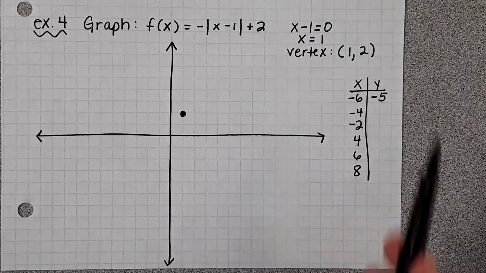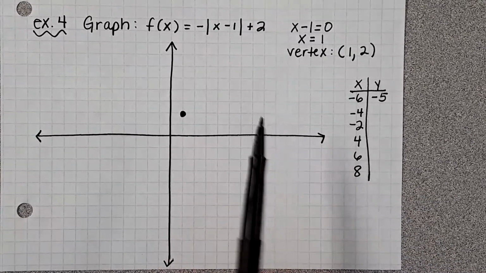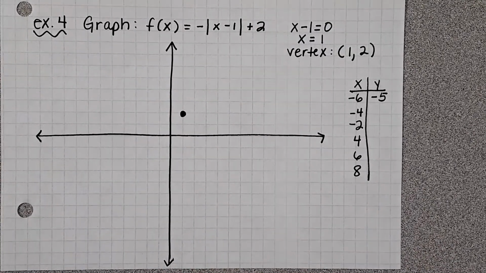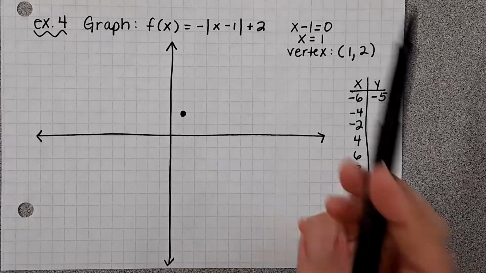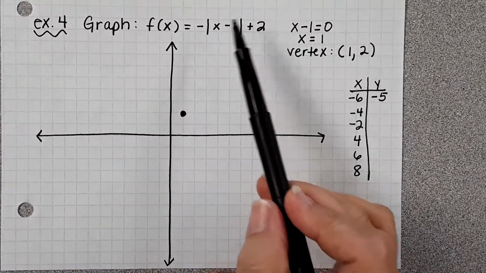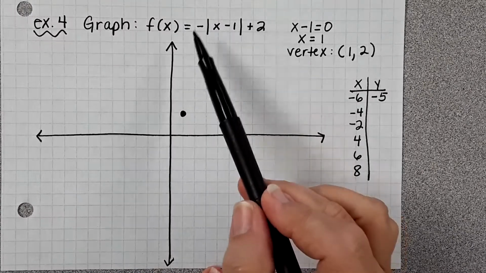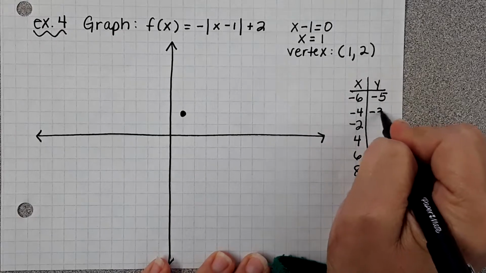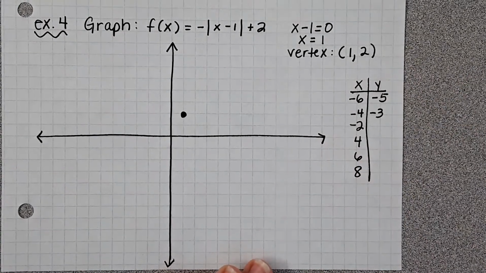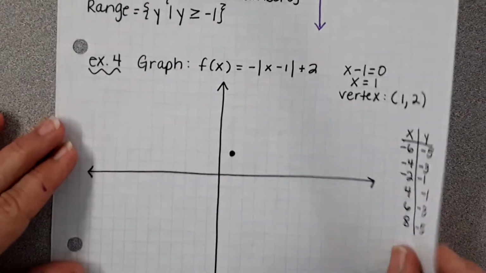Yeah. Okay. -4 minus 1, -5. The absolute value of -5 is 5. The opposite of +5 is -5. -5 plus 2 is -3. So we're going to keep going through this. Okay, let's graph these points.